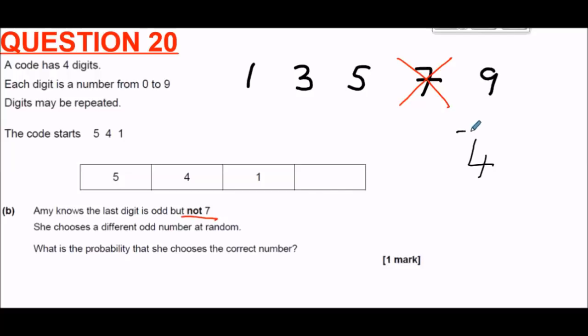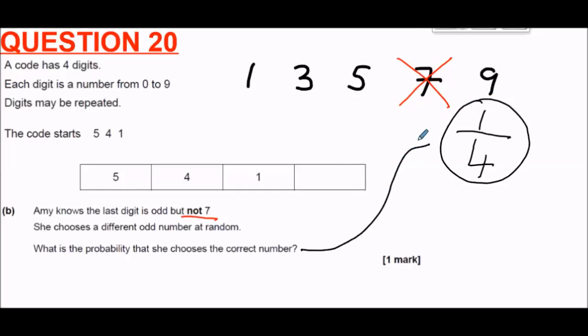And out of those 4, she needs to pick only one digit. So she's got one chance of picking it right out of a total of 4 different digits, 1, 3, 5, and 9. And so the probability that she chooses the correct number would be 1 out of 4, 1/4.